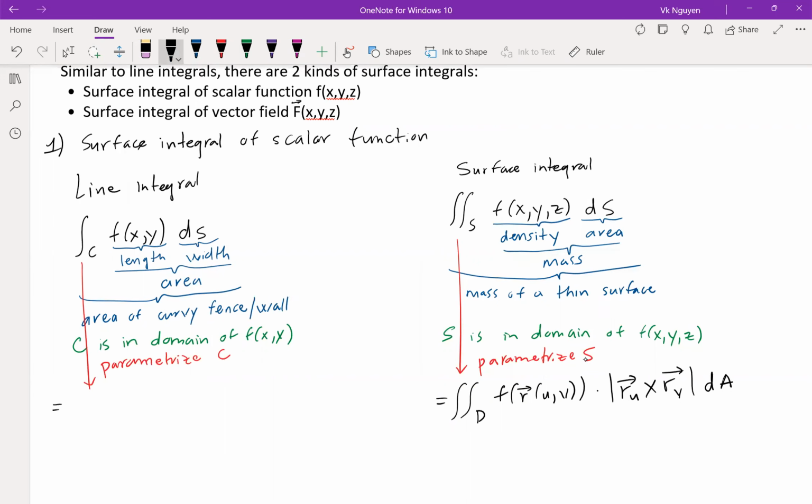Parameterize C. Oh, well, you get something similar. And you're going to integrate this one from a to b, and this f of r(t). Well, ds is not going to be the area, it's the width. So that is the square root of (dx/dt) squared plus (dy/dt) squared dt. Yeah. Some similarity there. This is a vector that parameterizes curve C.